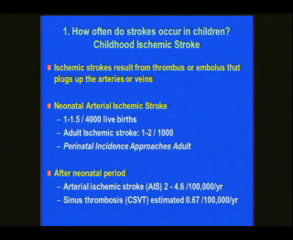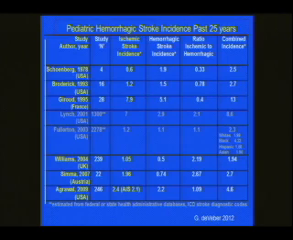Best estimates are maybe 2/3 of a case out of 100,000, so distinctly less common. And that creates a problem in terms of thinking about, does a child have a stroke or not, because it's just not common in a certain age group, whereas in adults, you'd think of it as one of your leading diagnoses.